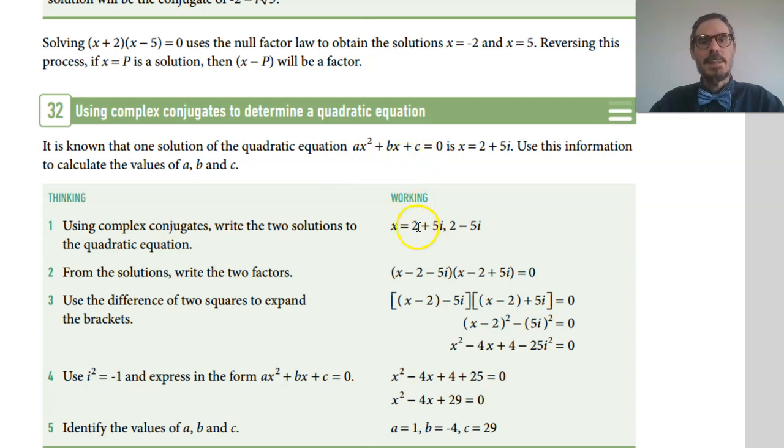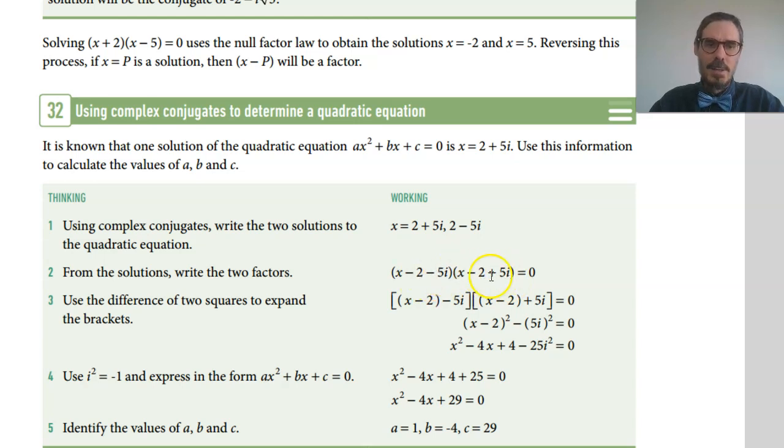How do I do it? Like this. I know what this solution is, and I therefore know that the other solution is this one's complex conjugate. That means the original quadratic was x minus the first one times x minus the second one.